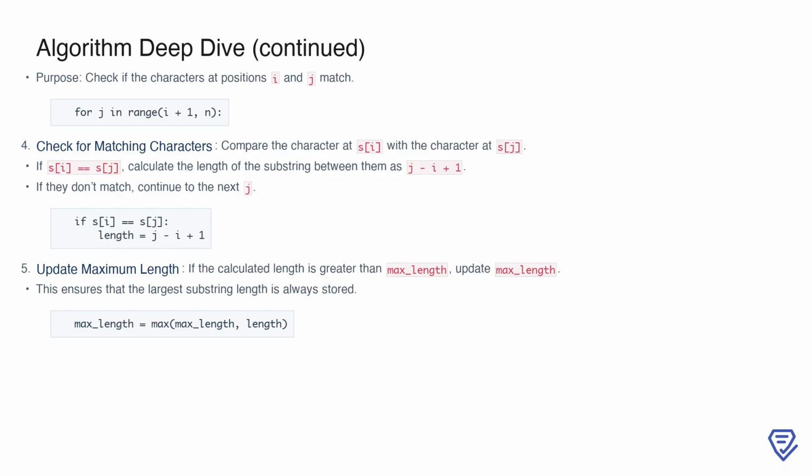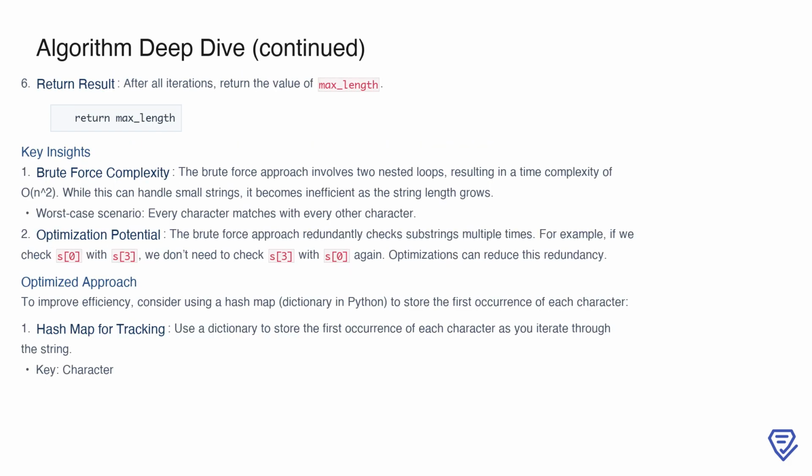Whenever we find a matching pair, we compare the calculated length with our current max_length. If the new length is greater, we update max_length to reflect this value. This ensures that we always keep track of the longest substring identified during the process. By the end of the nested loops, max_length will contain the length of the largest valid substring found so far. After completing all iterations, we return the value of max_length as our result.